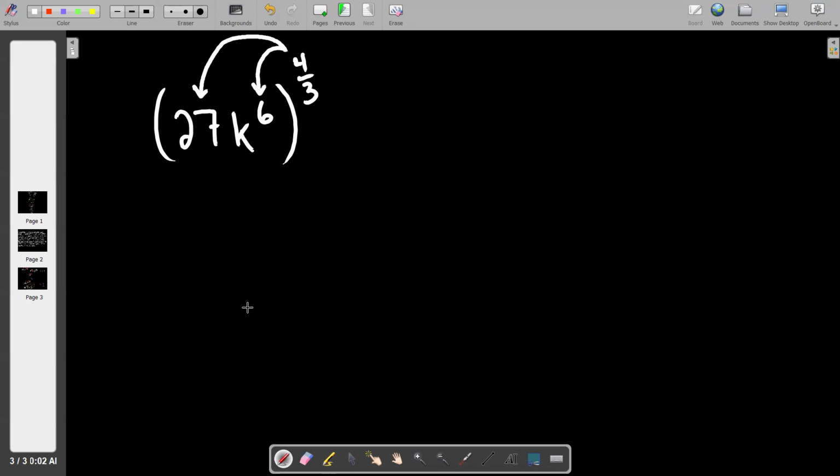So in the interest of not going too fast, I'm just going to show what it would look like without doing any math. It would be 27 to the power of 4/3 times k to the already 6th power raised to the 4/3. All right, let's do it. See if we can be quicker this time.